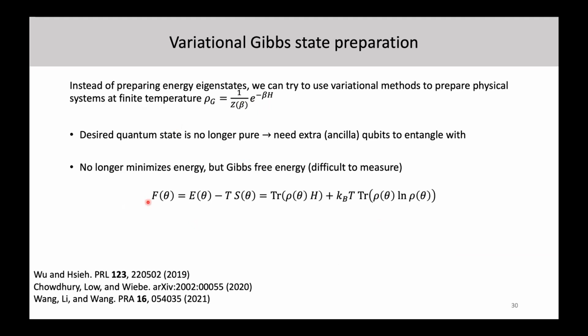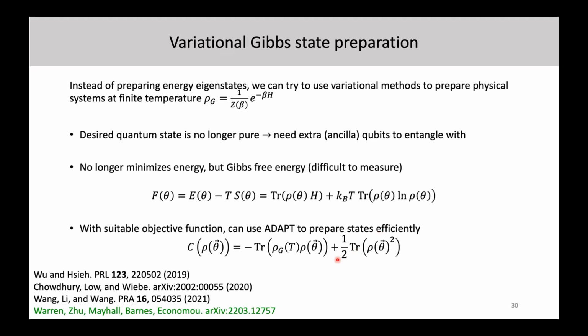And a challenge with this approach is that although we still have a natural cost function here, instead of minimizing the energy, now we minimize the Gibbs free energy. This is a much more difficult quantity to measure because it contains the entropy, and the entropy is notoriously challenging to measure on a quantum device. So that's been one challenge with trying to realize Gibbs states in variational approaches.